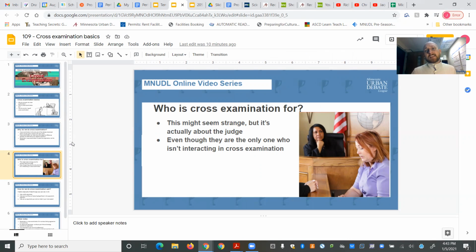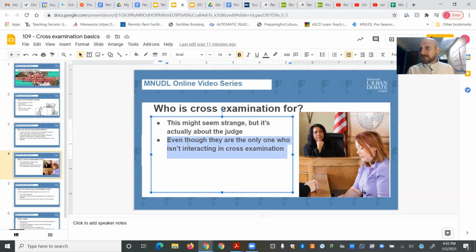But cross-examination is actually there for the judge. Just like everything else in the debate, at the end of the debate, the judge is going to choose which team wins and why. So cross-examination is a time where you can help the judge figure out what's going on and show the judge which arguments are involved. So cross-examination is really for the judge. It's not for you or your partner or even the other team. You do cross-examination to help the judge out. Even though they're the only person in the debate who's not interacting during the cross-examination, it actually is for them.